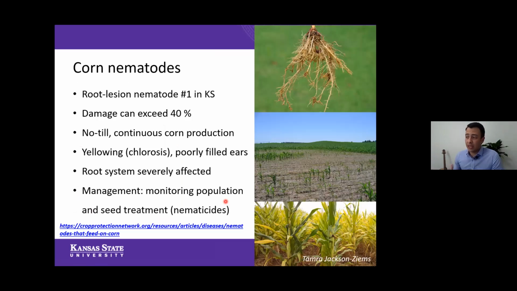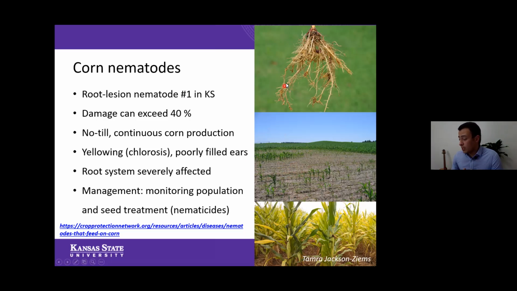And then number two is the corn nematodes. This is a group of nematodes that can cause yield reduction. Root lesion nematode is the number one in Kansas, causing yield losses. The damage can be over 40%, which is very high when we're thinking about one specific area. It's easy to understand just looking at the middle picture here, where we have this big patch with poor germination, poor stand. Our stand is very poor here. We see very few plants germinated, also some stunting. Those are all very characteristic of corn nematodes.